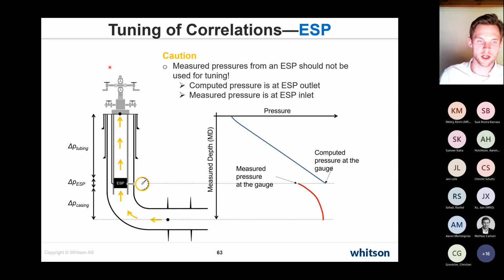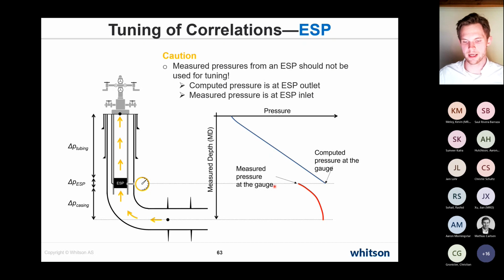A note of caution that I think is important to point out, that we've seen a couple of times, is that the majority of sources for BHPs, for measured pressures in the well, actually come from ESPs. But unfortunately, we can't use those pressures for tuning. The reason for that is that when we tune, we calculate from the wellhead down to the ESP, and the pressure we would then calculate would be at the outlet of the ESP.